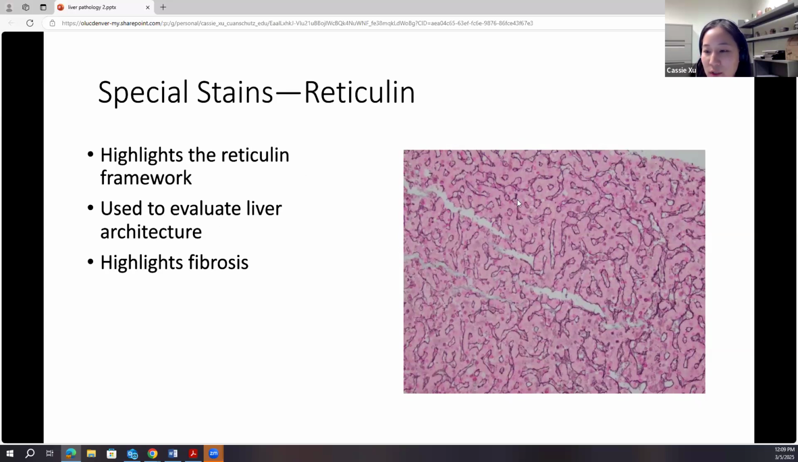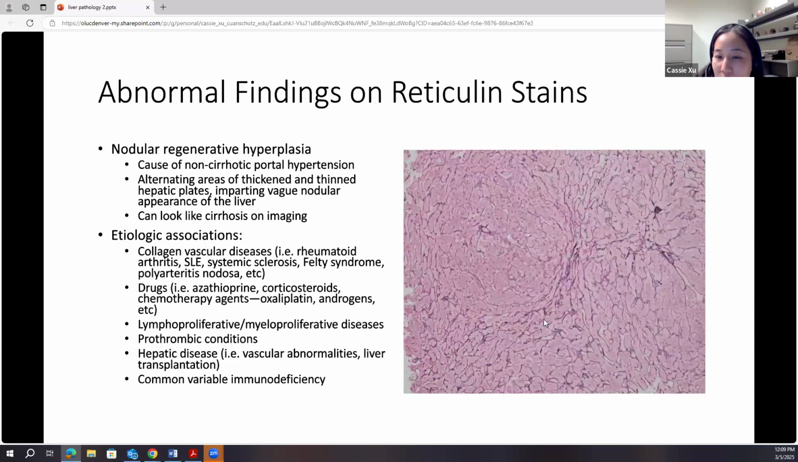So we can default to our reticulin stain to help us confirm or deny whether we have fibrosis here. Typically, the reticulin highlights or surrounds the hepatic plates. It's typically a thin black line surrounding each of these plates. When we look for fibrosis, the color tends to be a little more brown and a little more smudgy in appearance. This is just normal liver, showing the normal hepatic plates with 1 to 2 cells in thickness.